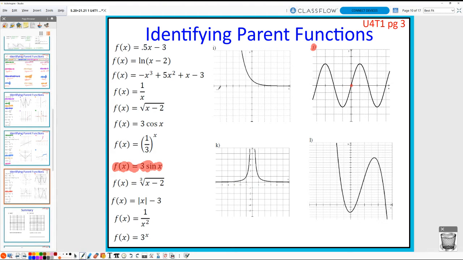This one is not as clear, but it does have that horizontal asymptote. A horizontal asymptote does mean an exponential equation, but again, because it's decreasing, this is exponential decay. And we're going to look at that one also in terms of a parent function. K does have a vertical as well as a horizontal asymptote, so this is a rational function once again. But since they're both in the top side of my graph, the positive y's, I know that this is 1 over x squared.